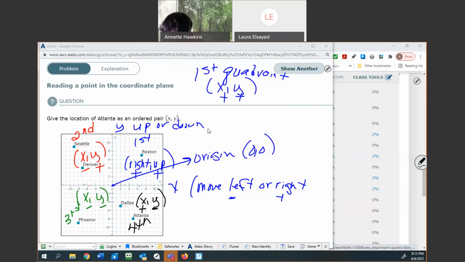Now, we want the location of Atlanta. So here is Atlanta, okay? You always give the X first and the Y second. So Atlanta, well, this is 5 on the X. So you go right 5 and we have to go down 8. 5, negative 8. Okay.